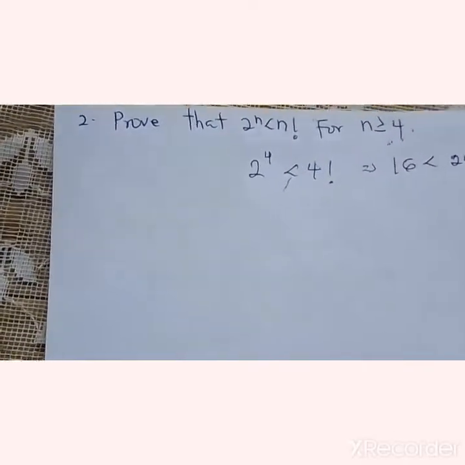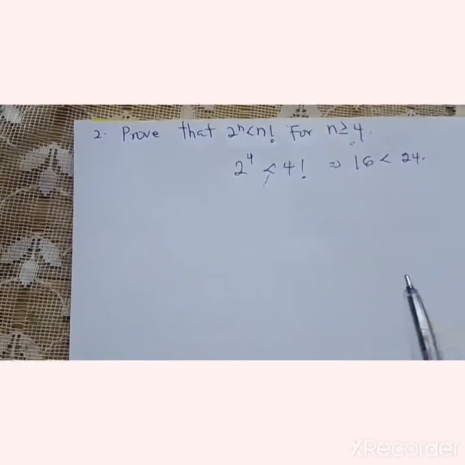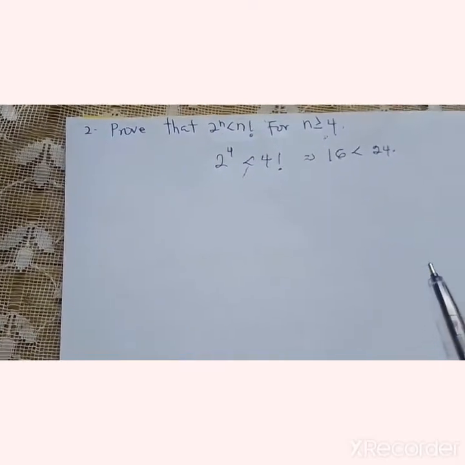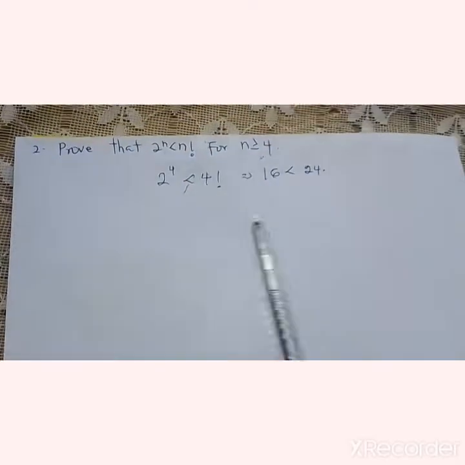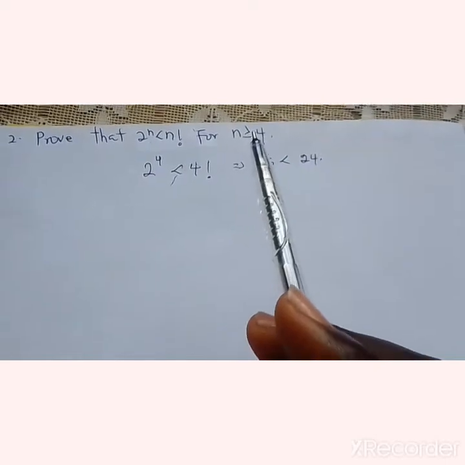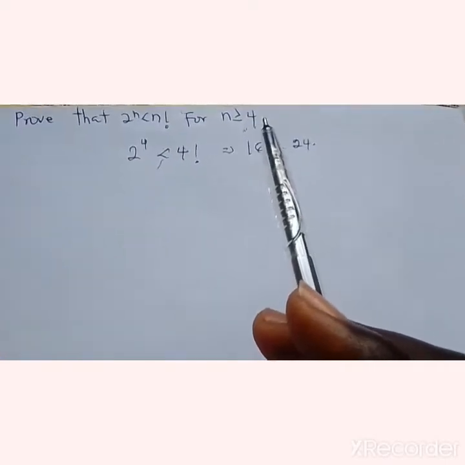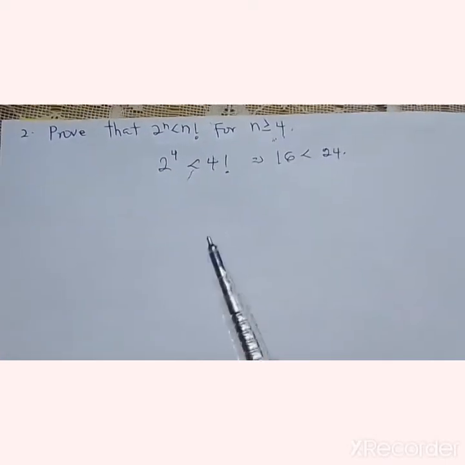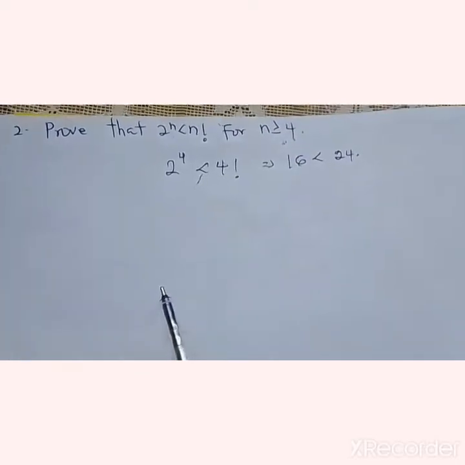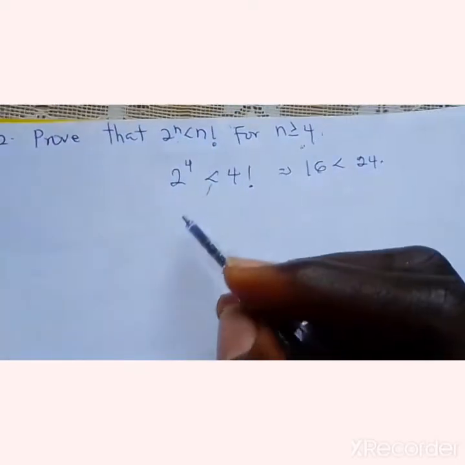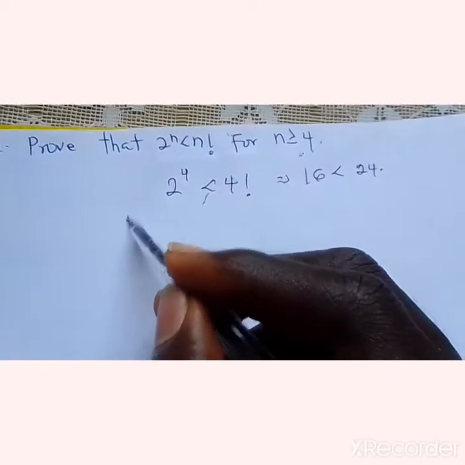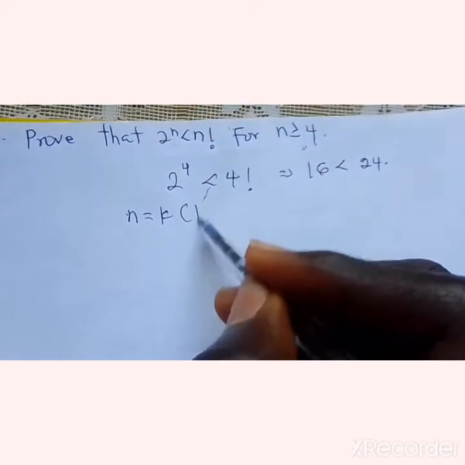The base case does not always start with n equals 1. It depends. So from here you can see that the statement made a condition that n is greater than or equal to 4. So let's see what we have to do next. We move to our assumption, for n equal to k is true.